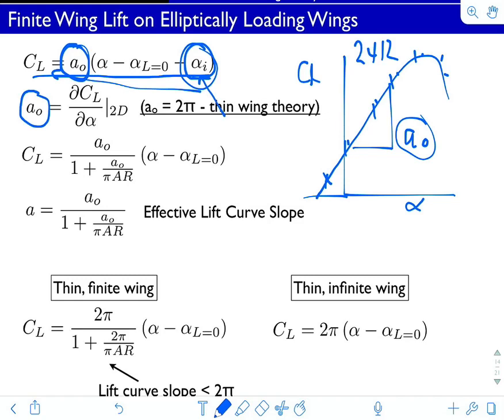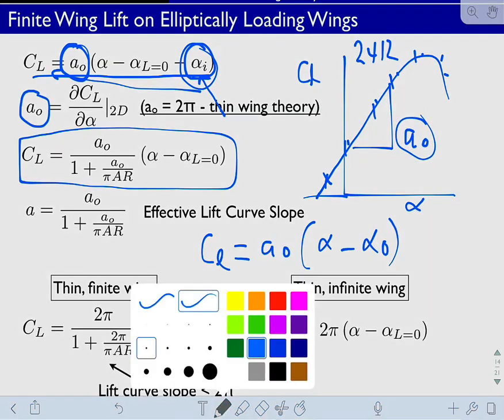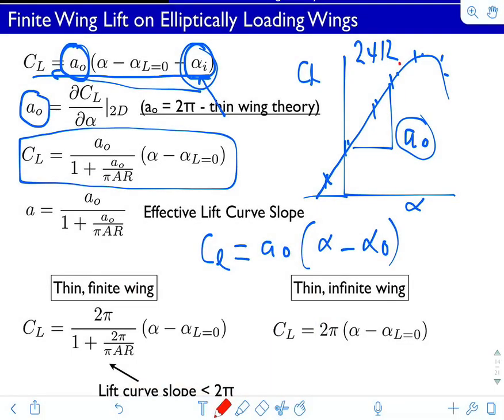The result is that we have another equation for the lift coefficient, which looks like this. So in 2D, we would say CL equals A naught, the lift curve slope, times alpha minus alpha naught, where alpha naught is the angle of attack at zero lift. That's the equation for this line right here in the red portion until it starts stalling.